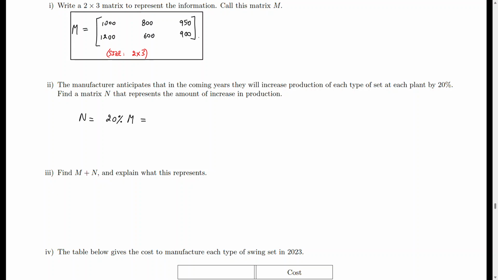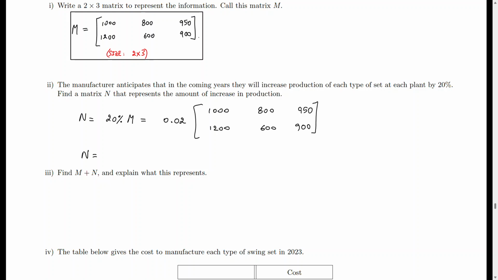We don't like 20% in math, so I'm going to write 0.2 instead of 20%. And I just have to do a scalar multiplication. I have to multiply the matrix M, which already has the numbers 1,000, 800, 950, and 1,200, 600, and 900. I just have to multiply all that matrix with 0.2 to get the matrix N. The size will be the same. Remember, this is scalar multiplication, so it's pretty straightforward.